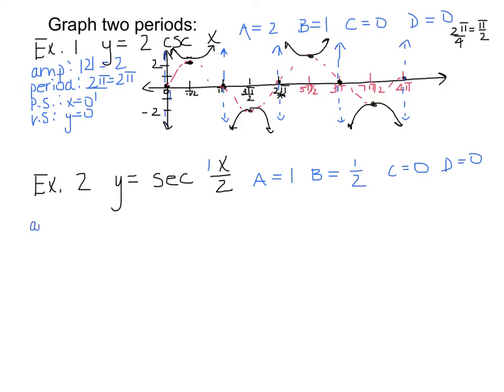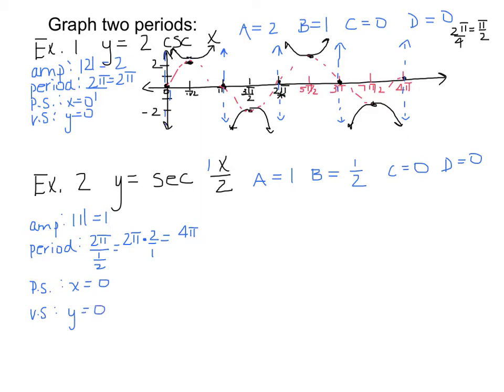So my amplitude is the absolute value of 1, which is 1. My period is 2 pi divided by 1/2, which is the same thing as 2 pi times the reciprocal. And that would be 4 pi. My phase shift, I don't have one yet. And my vertical shift is y equals 0. So we're doing 2 periods again.